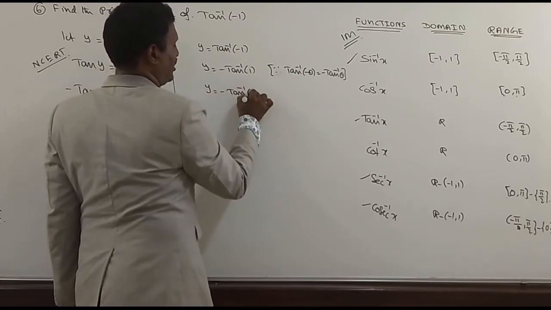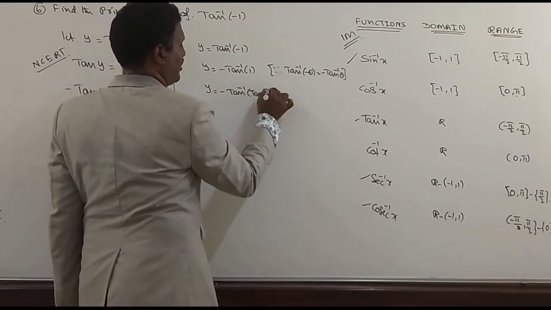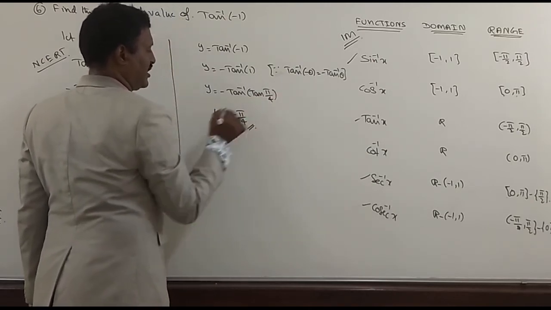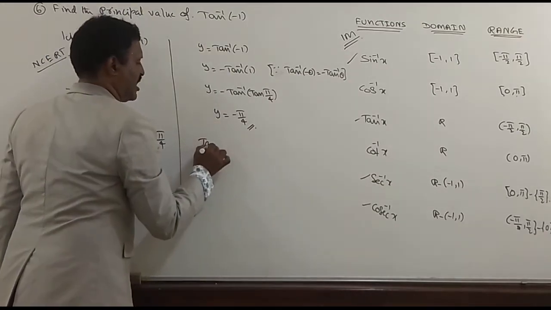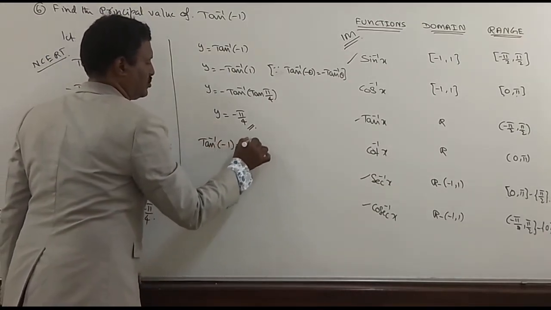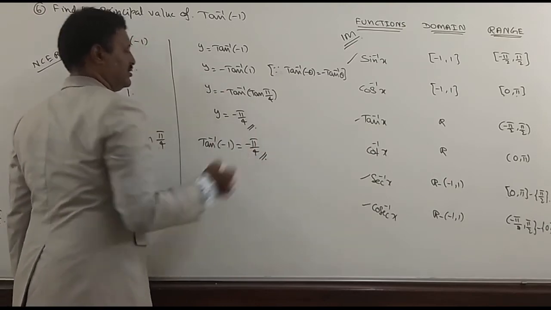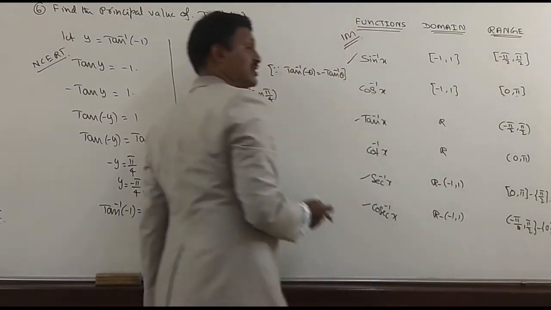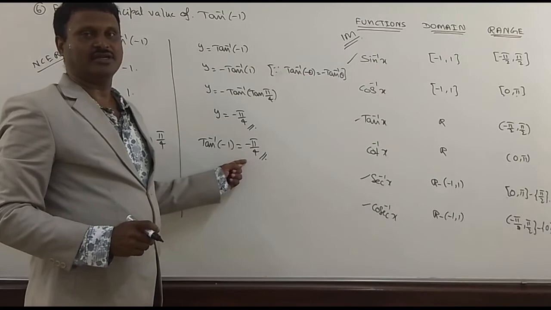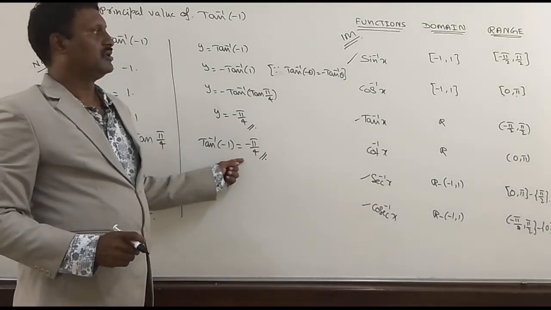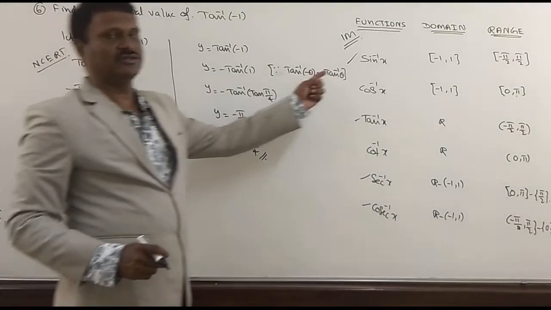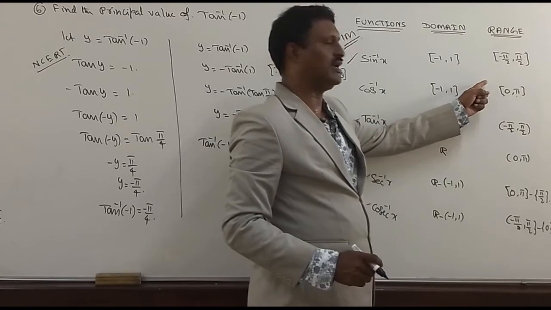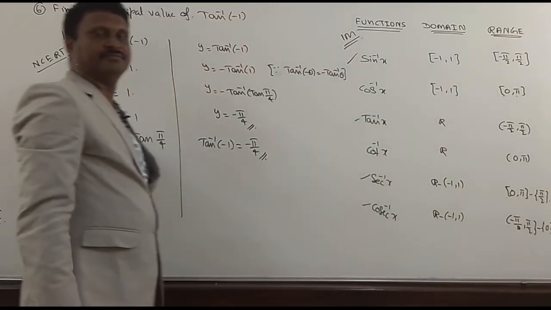Tan inverse of 1, in terms of tan, what can we write? Tan pi by 4. So now y is equal to minus pi by 4. Tan inverse of minus 1 is equal to minus pi by 4. And observe whether it is there in between minus pi by 2 and plus pi by 2. If it is there, correct answer. Otherwise, it is not a correct answer. These functions exist only if the value is in the range. Then only it exists. Otherwise, it does not exist.